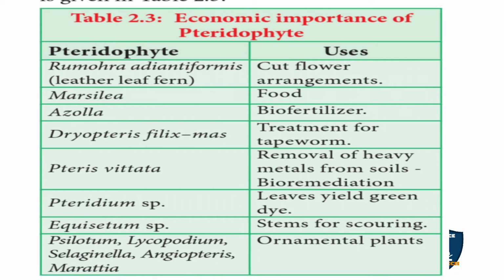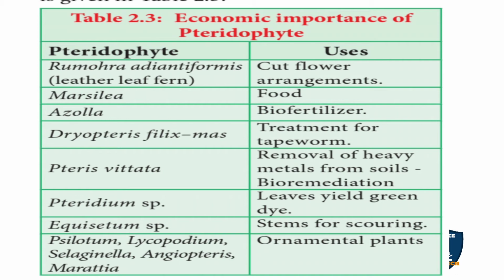Now we move on to the economic importance of pteridophytes. Rumohra adiantiformis, leather leaf fern, is used in cut flower arrangement, that is used in bouquets and decoration items. So they are using this. And Marsilea is used as food by the forest people, the Todas. Azolla is used as a biofertilizer in the rice fields.